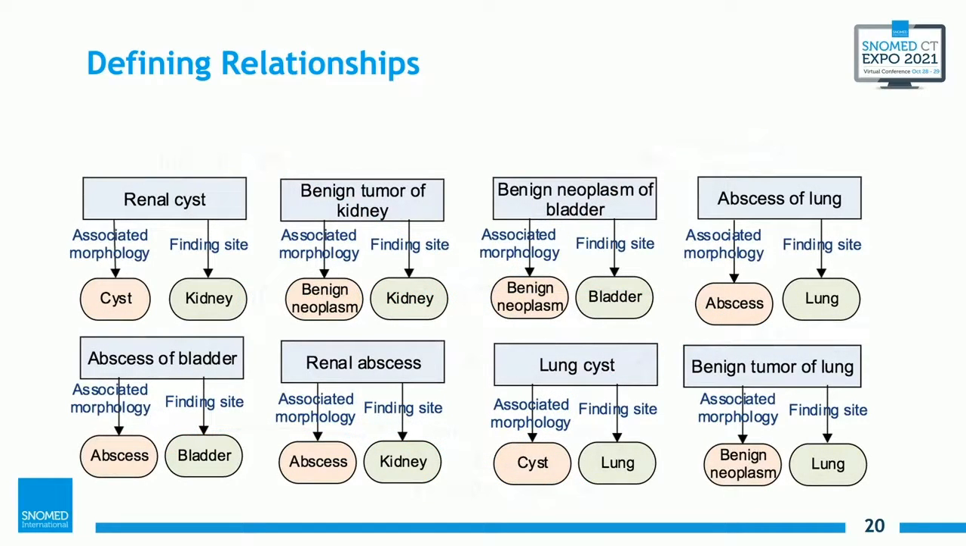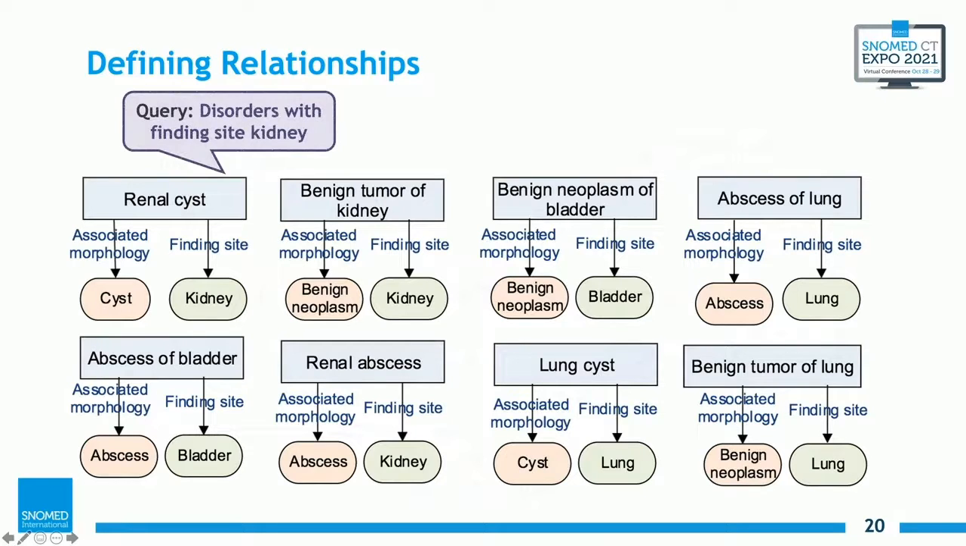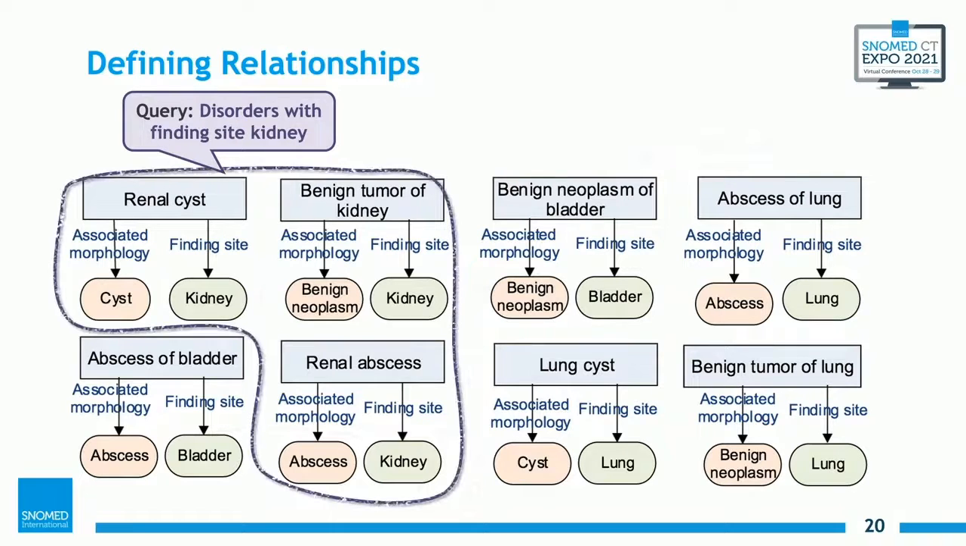Now let's look at a small example to see how this works. In this example, we want to retrieve all the disorders with a finding site of kidney. So if we run this query against this small substrate of concepts, then we can see that there are 3 concepts with a finding site of kidney: renal cyst, benign tumor of kidney, and renal abscess.